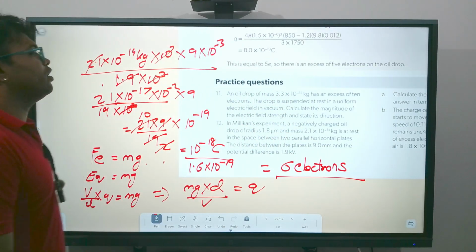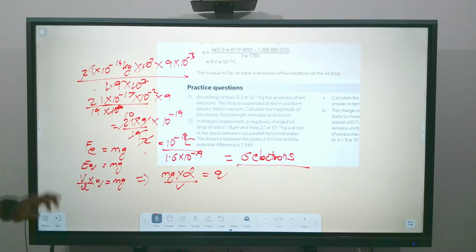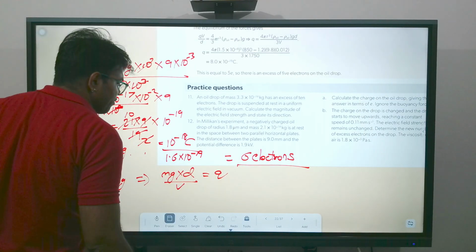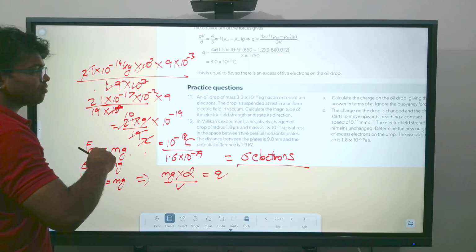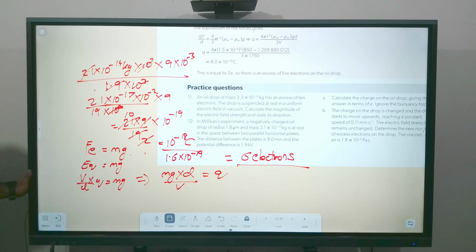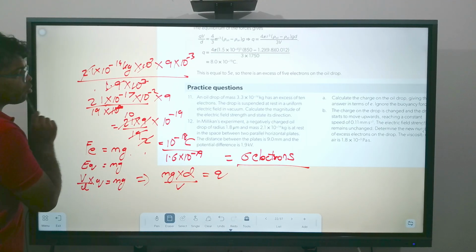Okay. So no need of using calculators. Sometimes rough calculations work a lot. Okay. Shall I erase this? You understood this, right? Anyways, okay. I'm going to erase this.